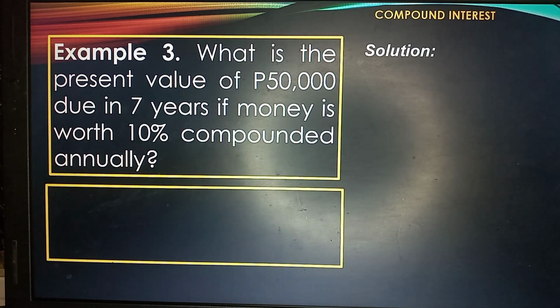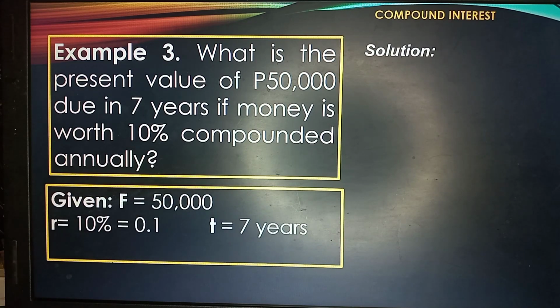By using the formula, first you must find the given. What are the given in the problem? We have F equals 50,000, R is 10%, or converted to decimal 0.1, and T is 7 years. What are we looking for? You need to find the present value. How much will you give now?